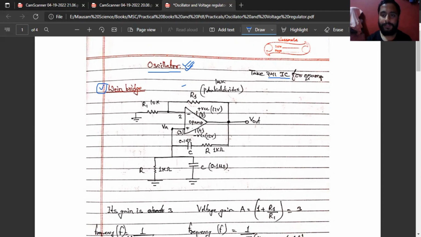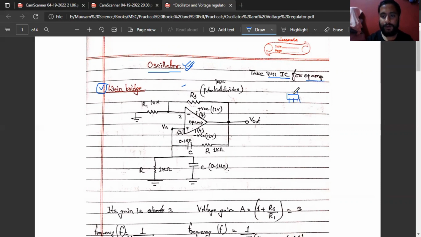IC, which has an inbuilt operational amplifier. So what we will do is connect a resistance R1, 10 kilo ohm. This R1 resistance of 10 kilo ohm will connect to the negative terminal of this operational amplifier. That means this IC has four legs in each part. Okay, 4 legs in each part.